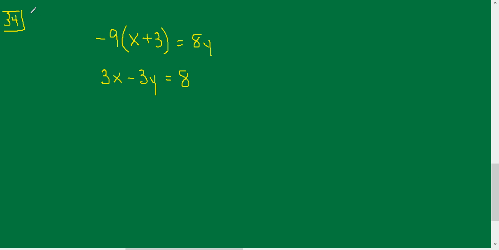Okay, and problem number 34, we've got a couple of things going on here. First of all, this top equation's a mess. So one thing we have to do is align these to be in standard form, ax plus by equals c, both equations. Let's get them in the right order first. So I'm just going to distribute this across to make it more like standard form. So I'm going to have negative 9x minus 27 equals 8y.